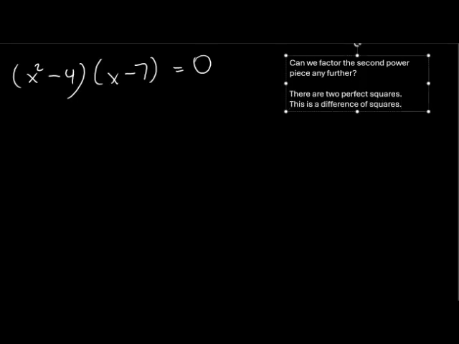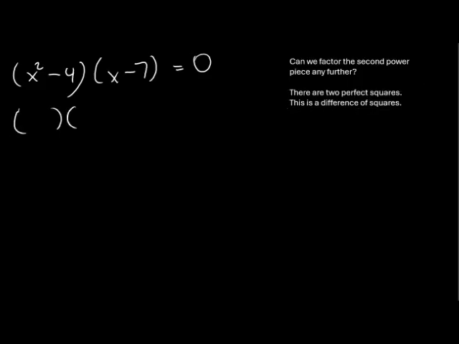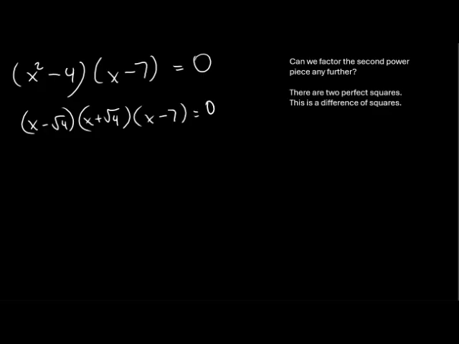When we do a difference of squares, we will break this x squared minus 4 into two new parentheses. So we'll have x minus square root 4, x plus square root 4, and still the x minus 7 equals 0. But square root of 4 is 2, and so our equation is x minus 2, x plus 2, x minus 7 equals 0.